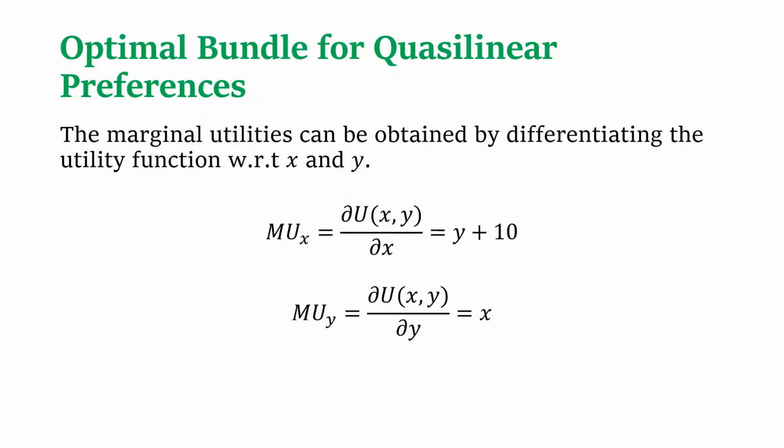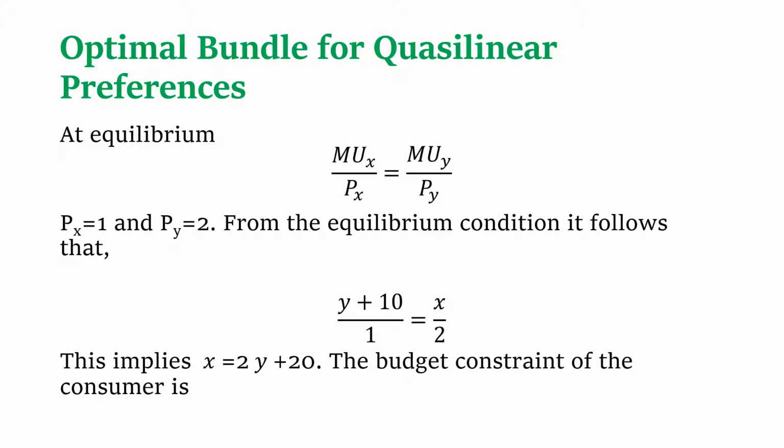So the optimal bundle for the quasi-linear preferences is obtained by just deriving the marginal utilities of the two goods. So at equilibrium here, we know that the marginal utility per dollar spent on X must be the same as the marginal utility per dollar spent on Y. That is MUX over PX is equal to MUY over PY. So notice that the price of good X is 1 and that of good Y is 2.